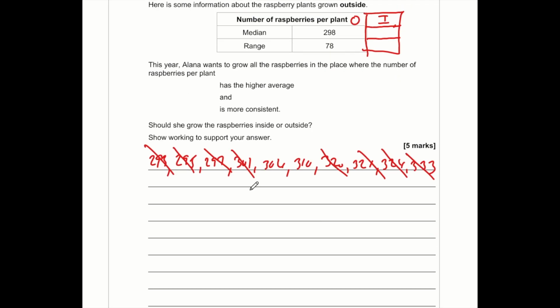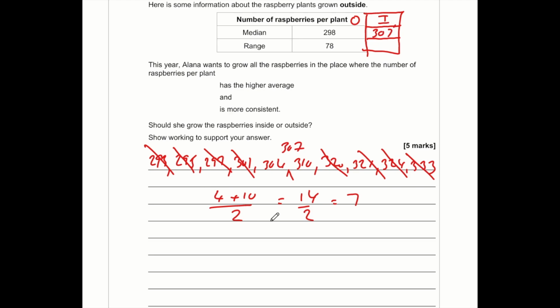So all we need to do is work out what's halfway between 304 and 310. So it's going to be 300 and something. Well, what's halfway between 4 and 10? If you're not sure, just add the 2 together and divide by 2. 4 plus 10 is 14. 14 divided by 2 is 7. So the middle is going to be 307. So the median is 307.